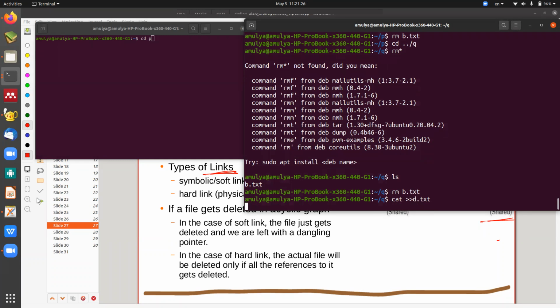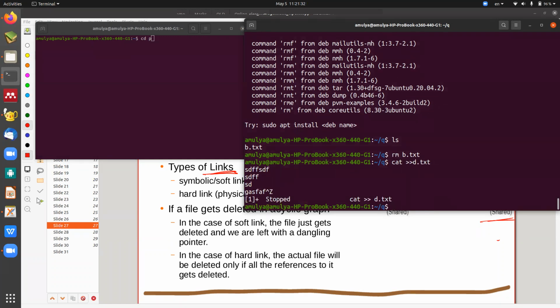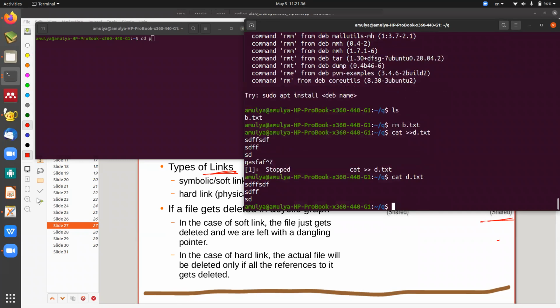Yes. Then I'll type something. Yes. Then I'll save it. Then if you can see cat d.txt, then this content is there. Okay, what I want to do, this d.txt has to be shared in where?